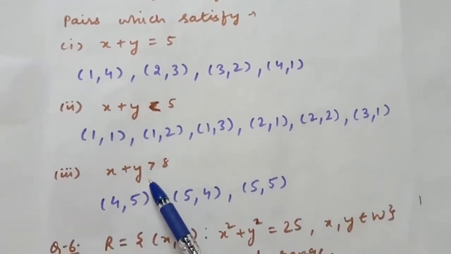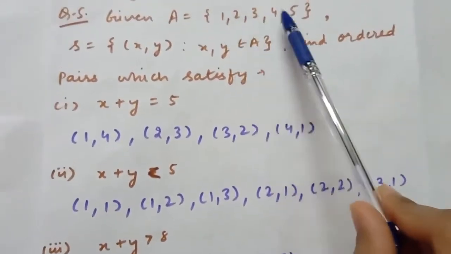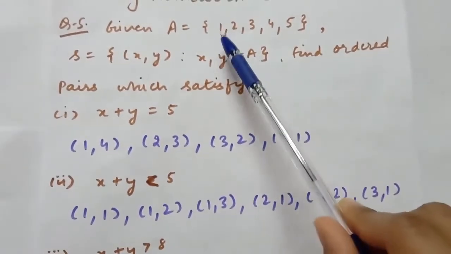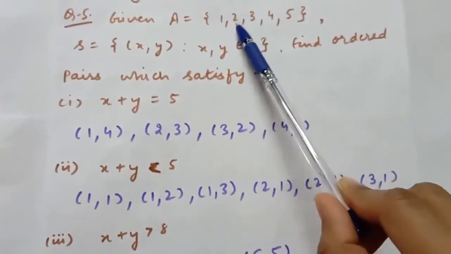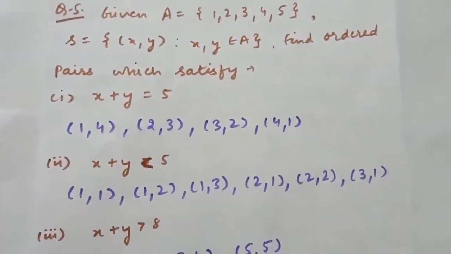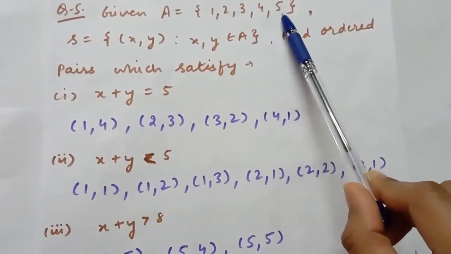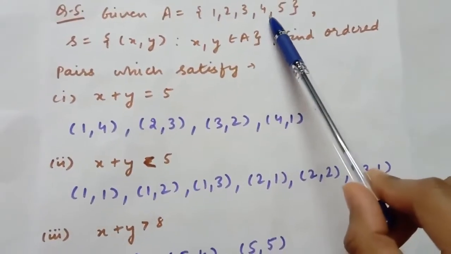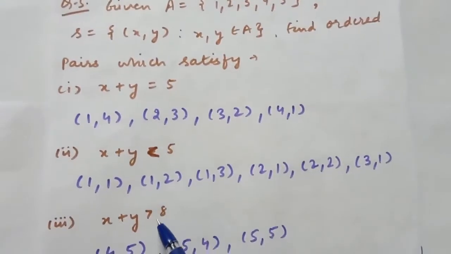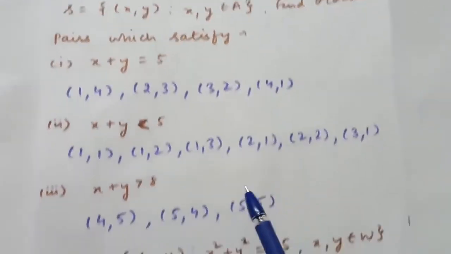Now x plus y greater than 8. If you take the largest number 5 with 1, it will give 6, which will not be greater than 8. Similarly, 2 and 5 will give 7, 3 and 5 will give 8, but we want the sum to be greater than 8. Now see 4, 5: 4 and 5 will give you 9, which is greater than 8. We cannot take (4, 4) because 4 plus 4 is 8, but we want the sum greater than 8. Then with 5, we can take (5, 4) and (5, 5).